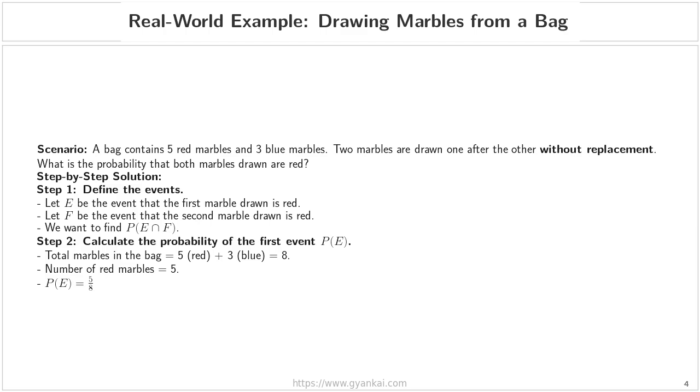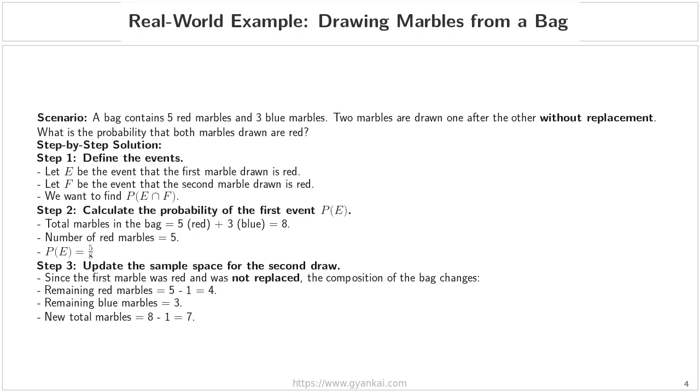Step 2. Next, we calculate the probability of the first event, which is the probability of E at the beginning. We have 5 red marbles and 3 blue marbles, which gives us a total of 8 marbles in the bag. Therefore, the probability of event E, or the probability of picking a red marble first, is 5/8. Step 3. Now, this is the critical step when dealing with dependent events.